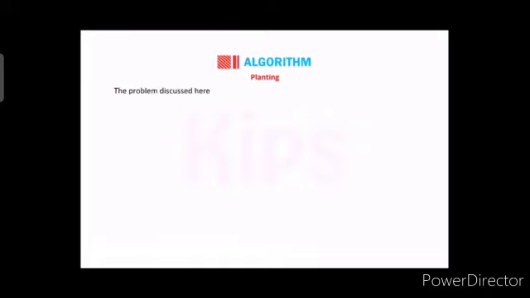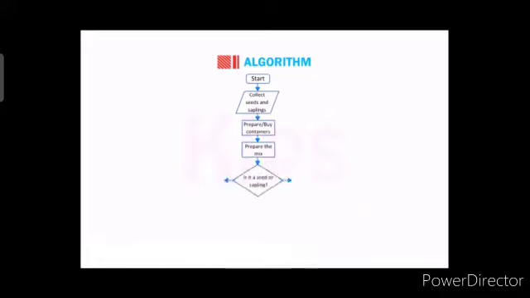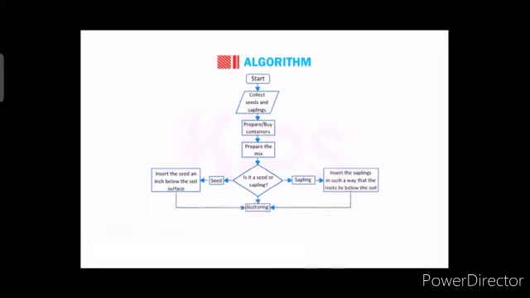The problem discussed here can be understood with the help of the following flowchart. Start. Collect seeds and saplings. Prepare or buy containers. Prepare the mix. Is it a seed or sapling? If it is a seed, insert the seed an inch below the soil surface. If it is a sapling, insert the saplings in such a way that the roots lie below the soil. Nurturing, planting, stop.